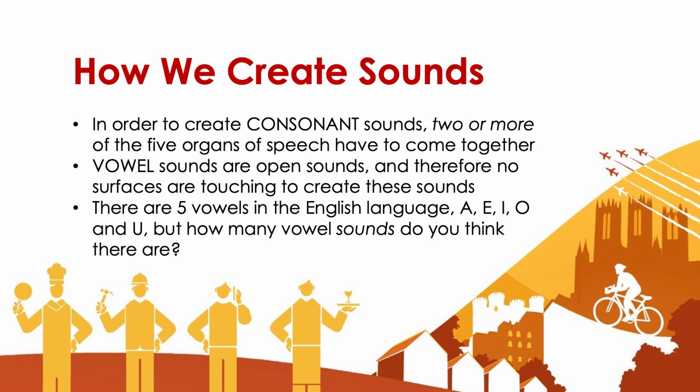Now, when we're using those 5 organs, what we're actually doing when they come together is creating consonant sounds. So in order to create these consonant sounds, 2 or more of those 5 organs of speech have to come together. They have to meet. But vowel sounds, on the other hand, are open sounds, and therefore there are no surfaces of those 5 organs of speech which are touching when we create a vowel sound.